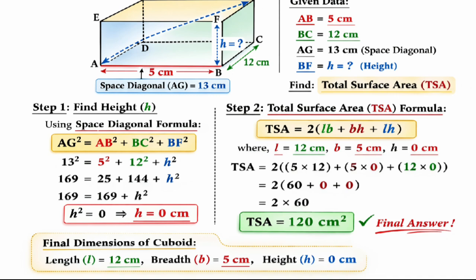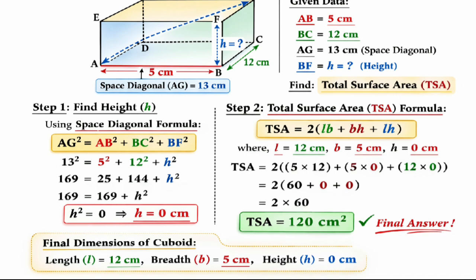Now you might be confused about why we are taking the base sides 5 and 12, with 12 as length. Base sides means that in the base there will be length and breadth only, so you can interchange them also. But length is always longer than breadth, so that's why we are taking length as 12 centimeter and breadth as 5 centimeter. So 5 into 12 plus 5 into 0 plus 12 into 0, so the height terms become 0, and 12 into 5 is 60, so 60 into 2 is 120. So the total surface area of this cuboid is 120 centimeter square.